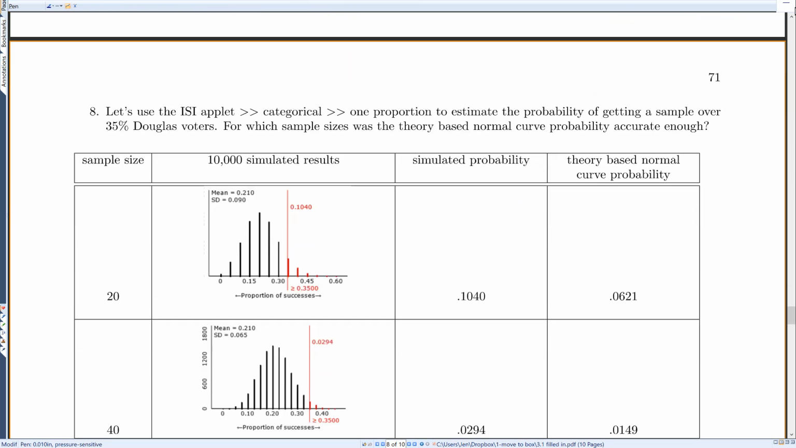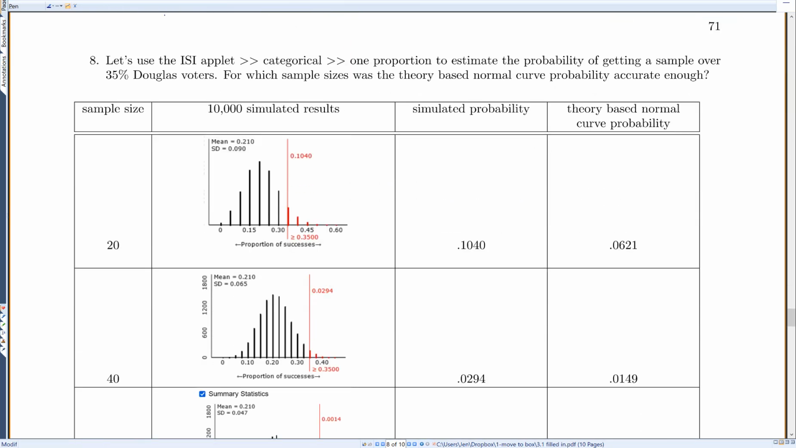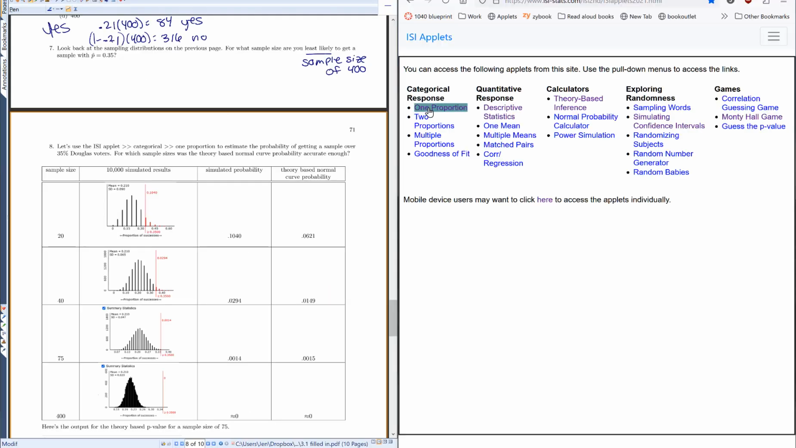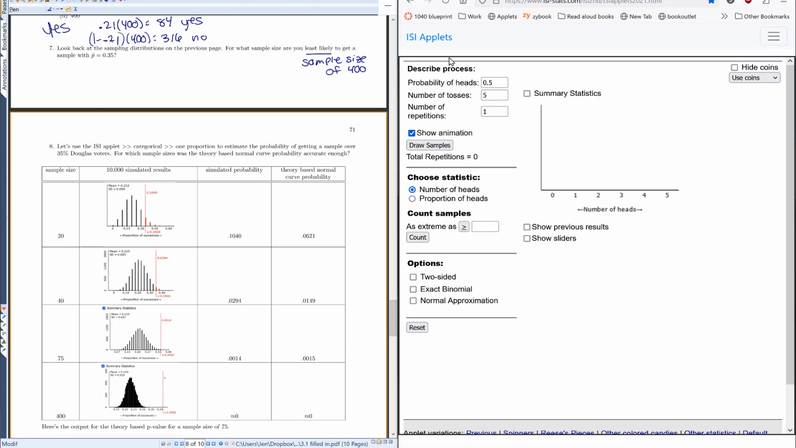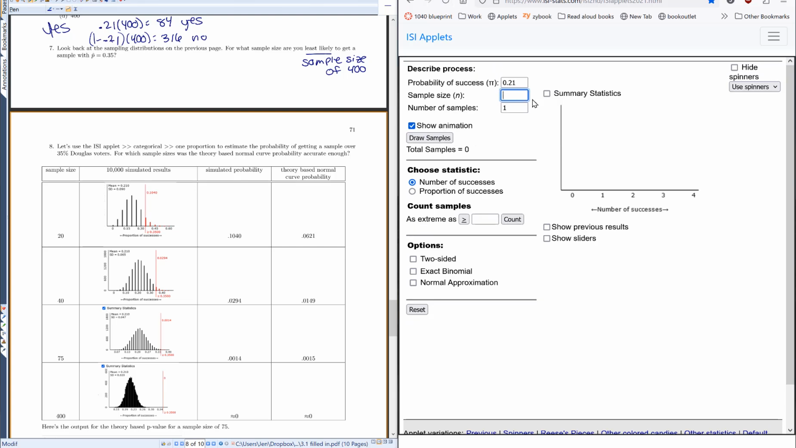Okay, so now let's use our applet, the one proportion applet under categorical that we've been using, to actually estimate the probability of getting a sample with over 35% Douglas voters. For which sample sizes was the theory-based normal curve probability accurate enough? So we're going to go to our applet, go to one proportion, and I need to type in my numbers. I have a 0.21 population proportion, and I need to do each of the sample sizes.